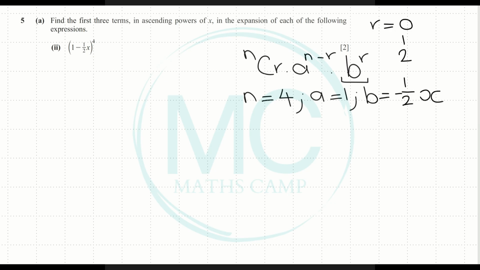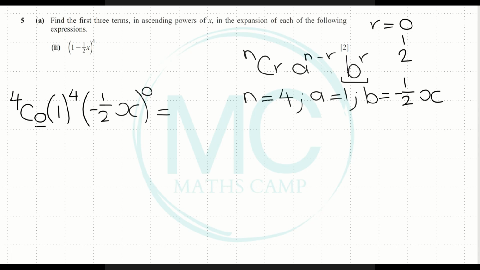So let's find our first constant. So we're going to say NCR, n is 4, CR is 0, multiplied by a, which is 1, with an exponent of 4 minus 0, which is 4, multiplied by negative 1 over 2x, with an exponent of r, which is 0. NCR has an r value of 0, so this is 1. 1 with any exponent is 1, and a bracket with an exponent of 0 is also 1. So our constant is 1.